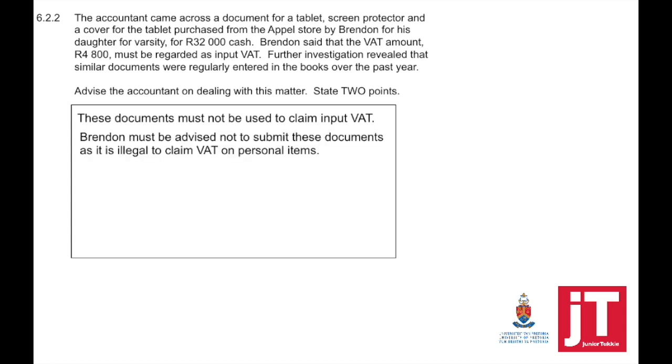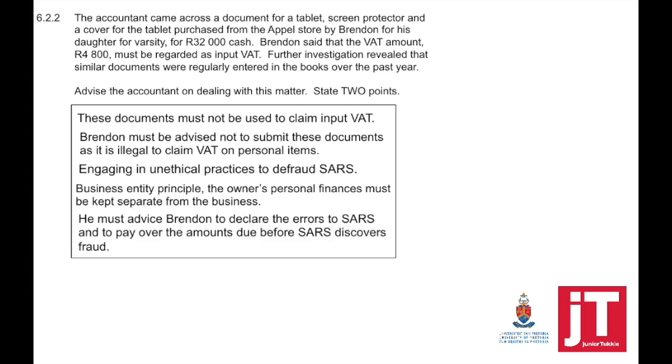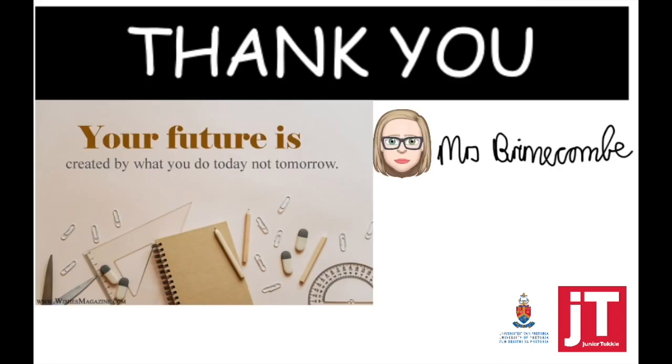Brendan must be advised not to submit these documents as it's illegal to claim VAT on personal items, engaging in unethical practices to defraud SARS. Business entity principle: the owner's personal finances must be kept separate from the business. He must advise Brendan to declare the error to SARS and to pay over the amounts due before SARS discovers the fraud. This concludes now this chapter on VAT.